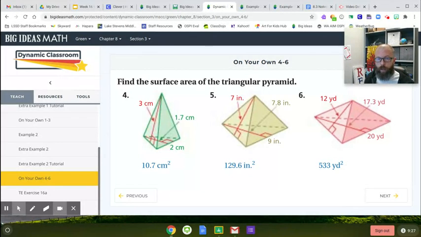Oh, I know what I did. I said 9 times 7 is 42, but it's not. 9 times 7 is 63, silly teacher. So 63 divided by 2 is 31.5. That's where I messed up.